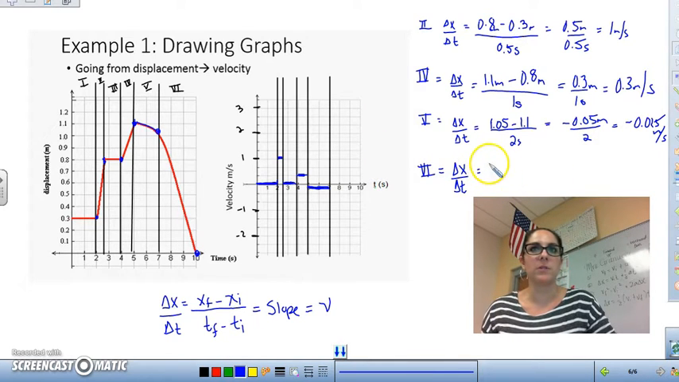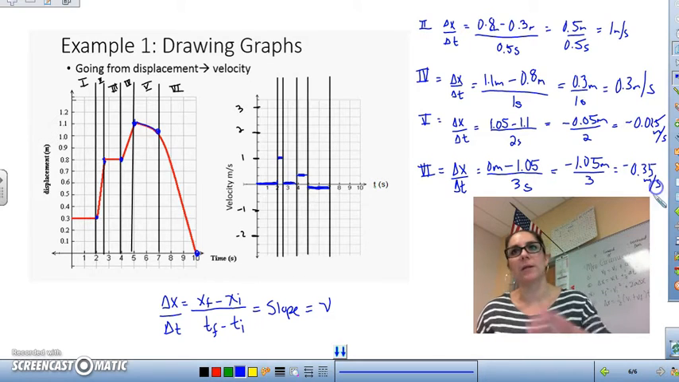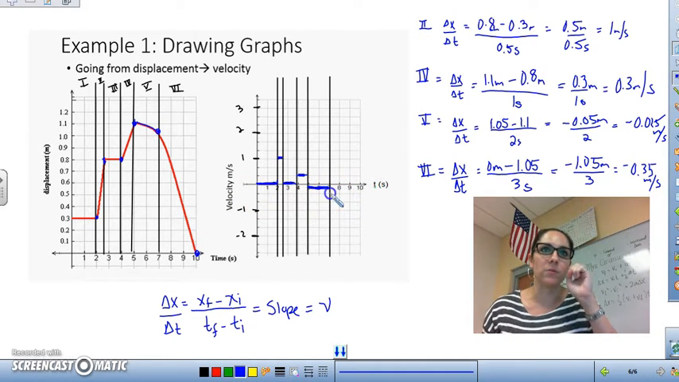So let's do this. So the final position is 0. The initial was a little above 1. It's not 1.1, like 1.05. Let's just start from where we ended off over here. Now we do this in 1, 2, 3 seconds. So we get negative 1.05 divided by 3. Then we get negative 0.35. And this is meters per second, like that. So this one's more of a third. So this one goes more on this line.